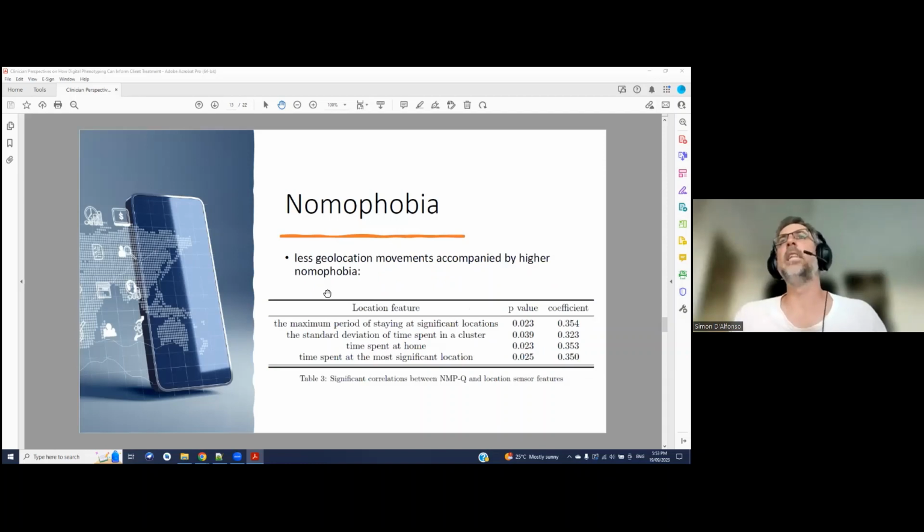We also found that less geolocation movements were accompanied by higher nomophobia in general, and this is actually a tabulation of some of those results. You'll see that all these Spearman rank correlation coefficients were above 0.3, and with adequate p-values. I'll pick one of these, like say the time spent at home. The more time one spent at home, the higher the nomophobia, and a few others, but I won't go into those. I'll just leave that there for a second while I get a glass of water.